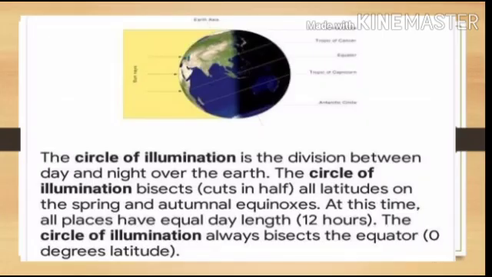The circle of illumination is the division between day and night over the earth. This circle of illumination bisects all the latitudes on the spring and autumnal equinoxes. At this time, all the places have equal day length, that is 12 hours. On the equinox, the sun rays are perpendicular on the equator. In this condition, the circle of illumination coincides with the great circle defined by two opposite meridians.